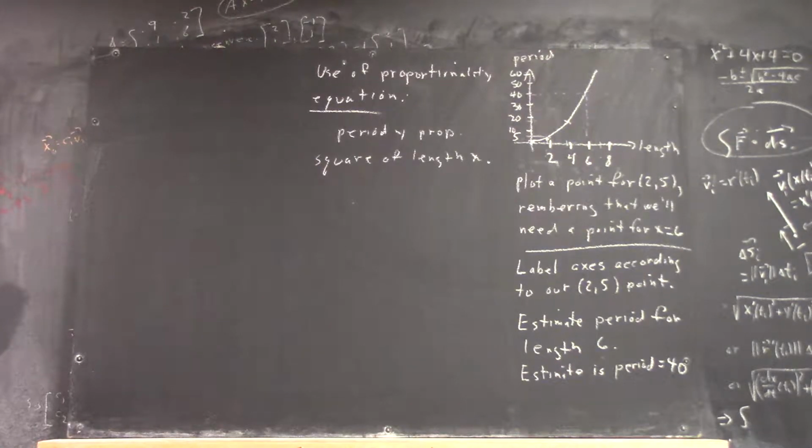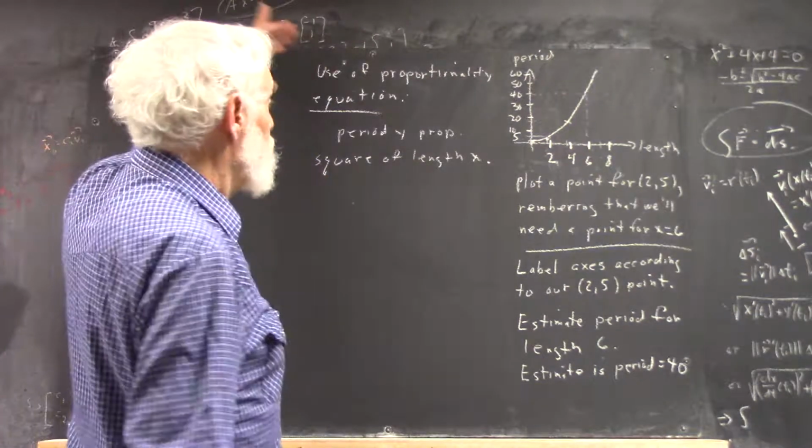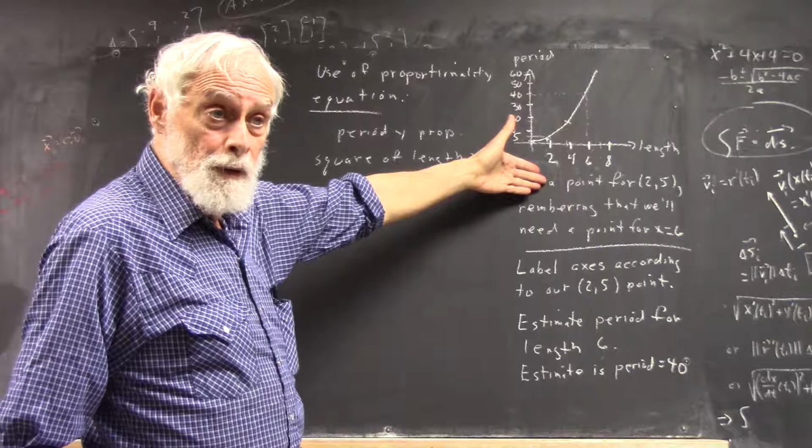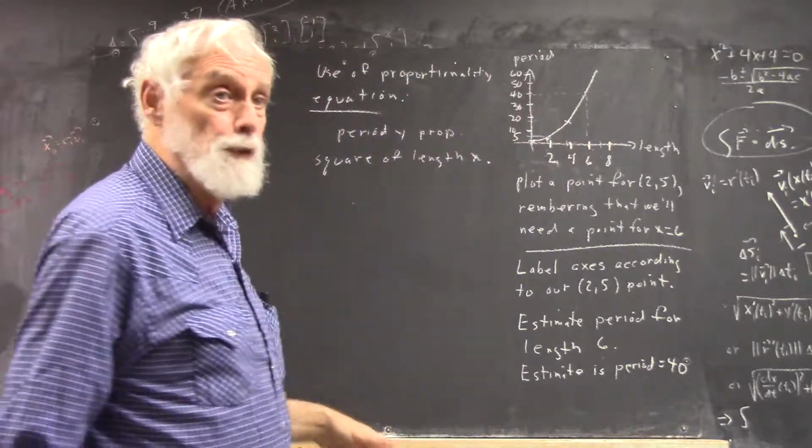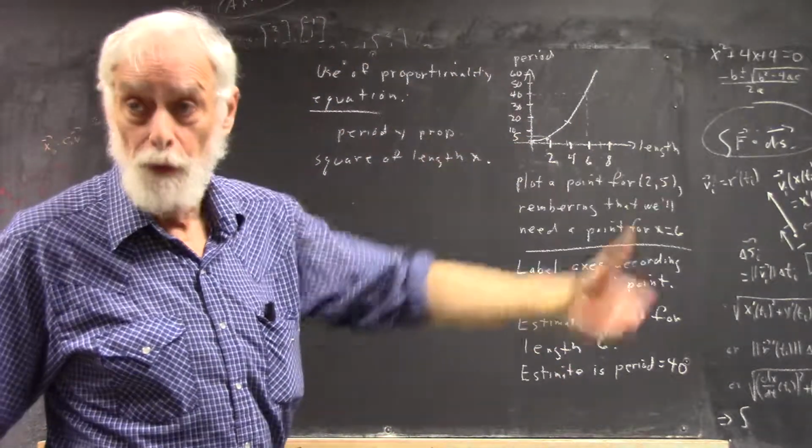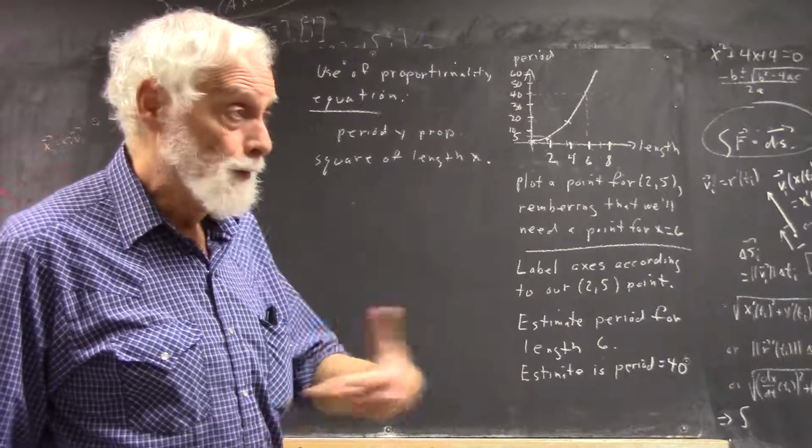of the length x. Okay, so we're going to do the same thing we did here. We're going to use a proportionality equation. We're going to get the accurate result, which you know is 45 from what we said before, but here's how it works out.